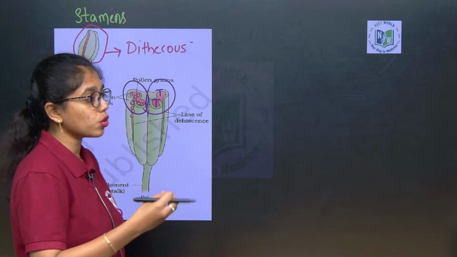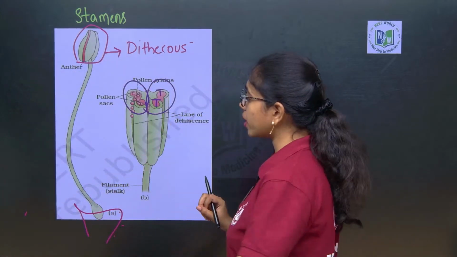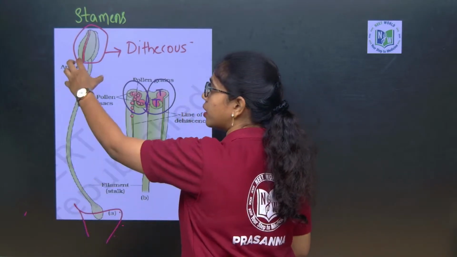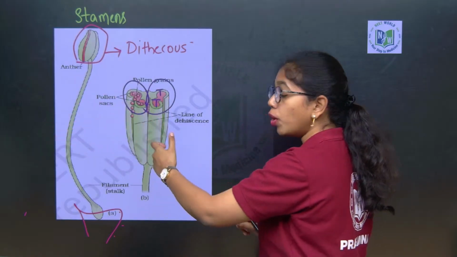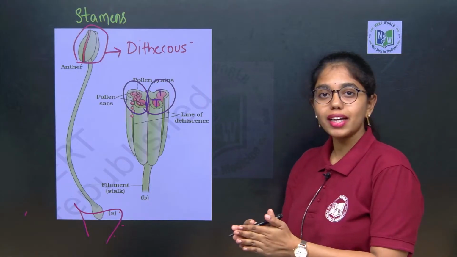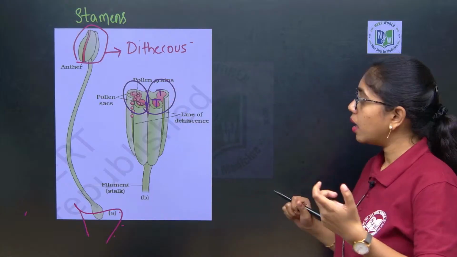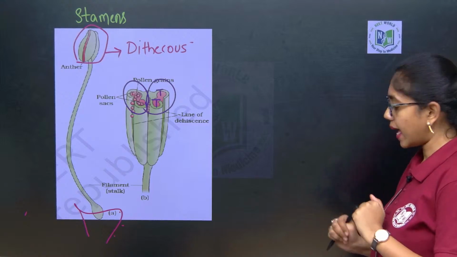Most of the angiosperms will be having a bilobed anther. The statement is important, Nana. The proximal end of the filament is attached to the thalamus and the distal end is attached to an anther. The anther is bilobed and each lobe has two theca, that is why we call it a dithecous anther. Most angiosperms have dithecous anthers only.